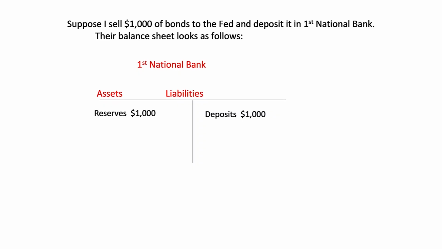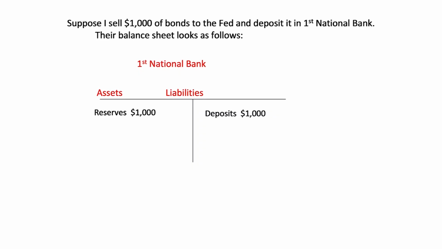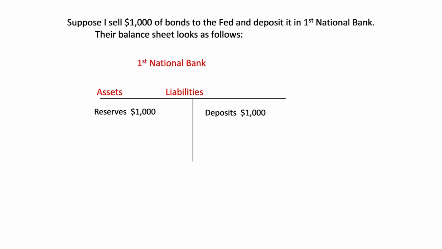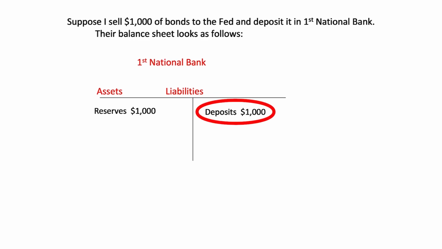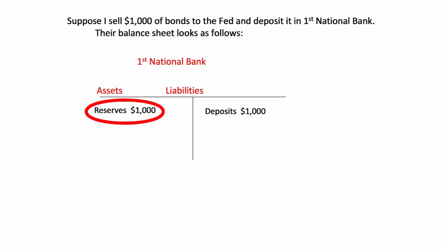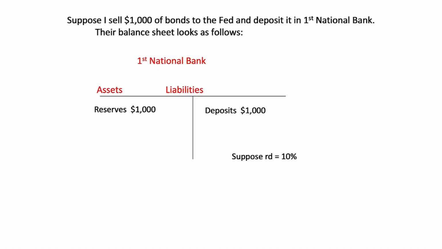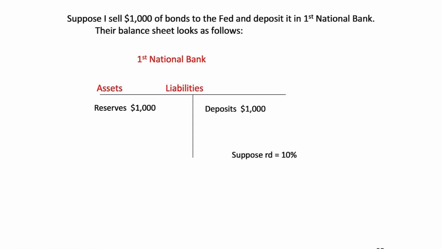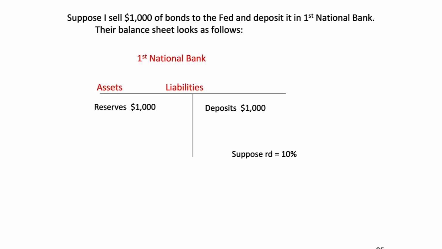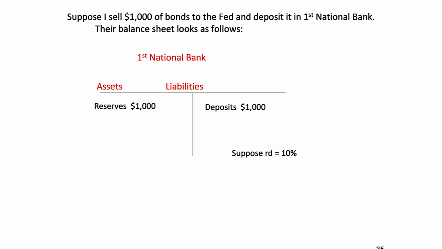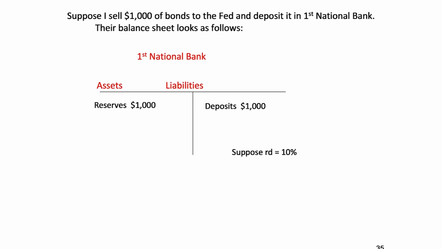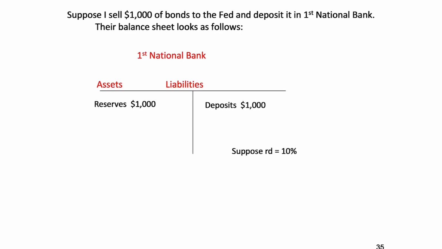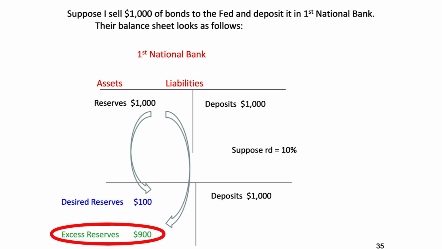Now, how does this get amplified by the commercial bank? The First National Bank now has $1,000 extra deposits and $1,000 extra reserve. Let's suppose that we have a reserve ratio to deposit ratio of 10%. What does that mean? It means First National Bank is going to keep 10% of this $1,000 in deposit as reserve, so $100 as reserve, and it's going to go out and give a loan for $900. Those $900 are just sitting there, so the bank is going to give a loan to somebody else.